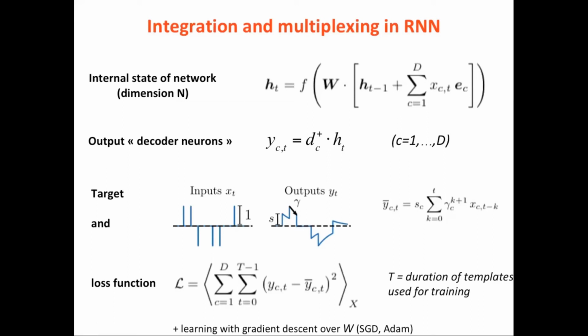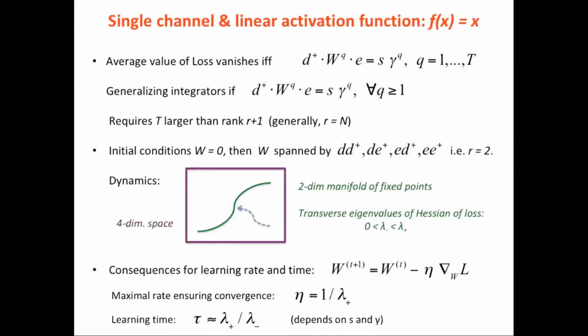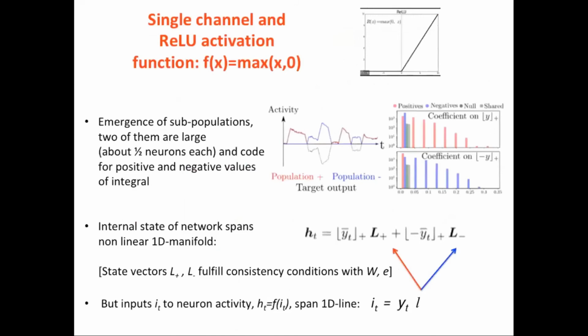So we train the network in such a way that the loss function, which is the difference between the target integral and the value of the integral realized by the decoder neurons, is very small, and that should be true for all the channels at all times. So we want to minimize this over the W matrix, and we do that using gradient descent over W, using stochastic gradient descent or some solver like Adam. As I told you, this is very easy to do with the linear network. So let me go to the interesting case of nonlinear networks.